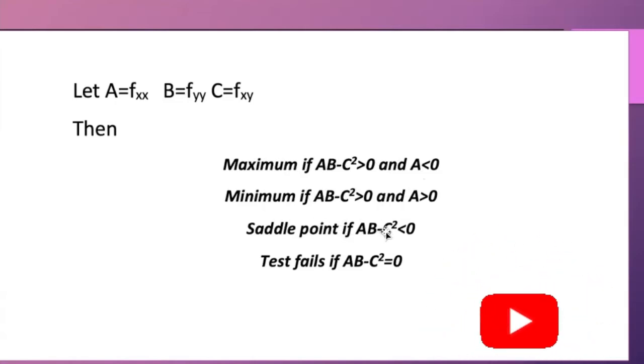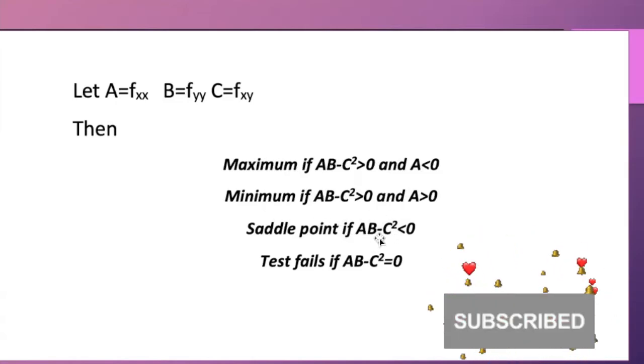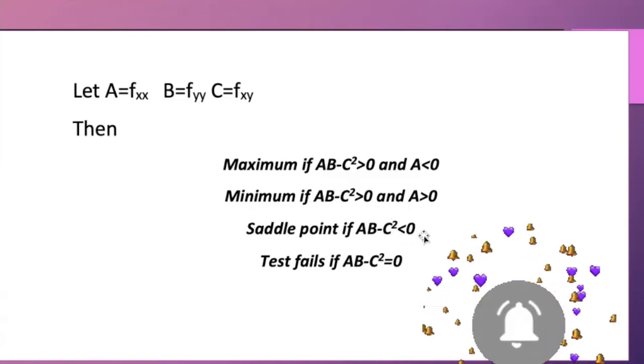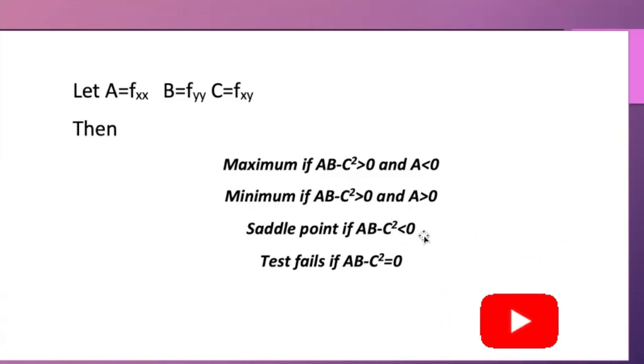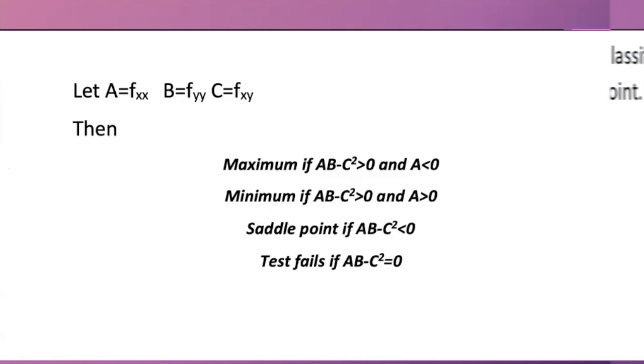If it's a saddle point, then we expect that this is less than 0, meaning I am getting a negative value. But if it's equal to 0, then we say the test fails. Let's look at an activity.